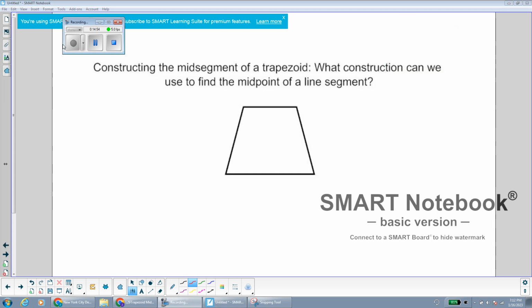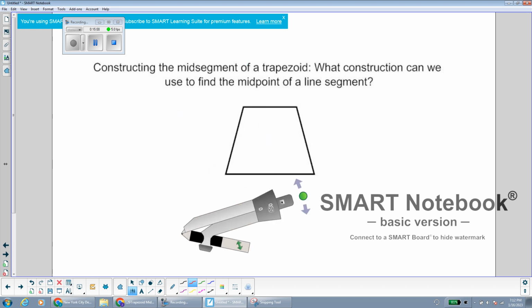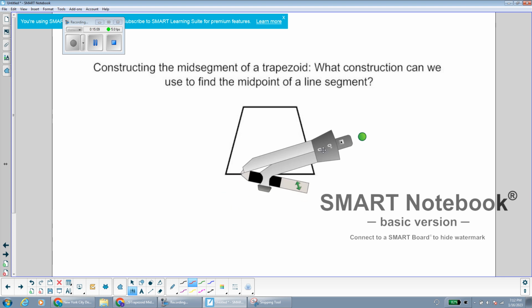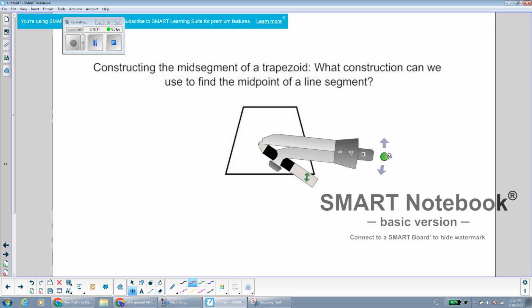Okay, let's construct the midsegment of a trapezoid. And constructing a midsegment of a trapezoid and a triangle is the same thing. We need to make the midpoints of the legs for the trapezoid. For the triangle, it would just be the midpoints of any two sides. So to find the midpoint, we're going to use the perpendicular bisector construction.